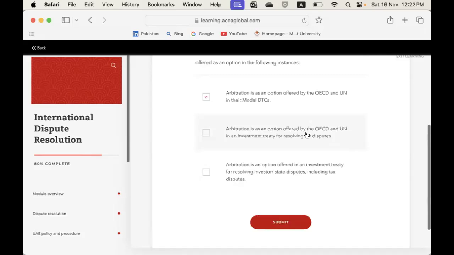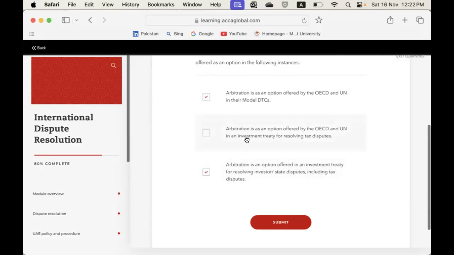Arbitration is an option offered by the OECD and UN in an investment treaty for resolving tax disputes? No. Okay. Arbitration is an option offered in an investment treaty for resolving investor-state disputes, including tax disputes. I think this is correct. Arbitration is an option offered in an investment treaty for resolving investor-state disputes. I think this is correct.